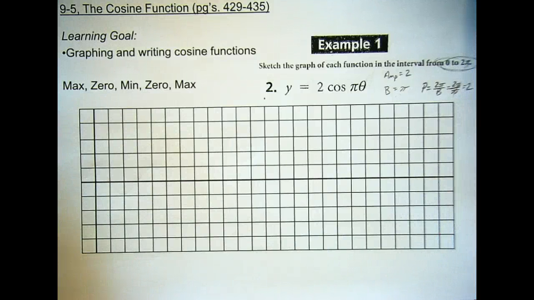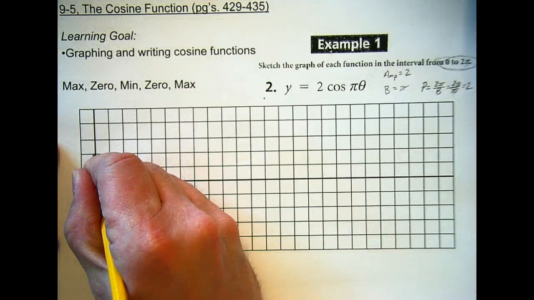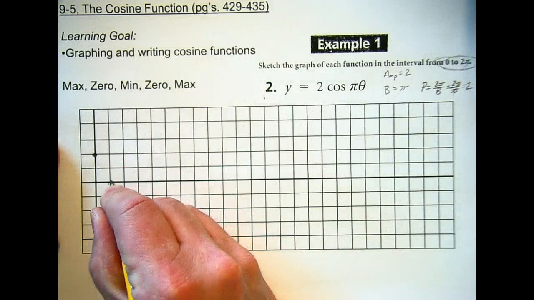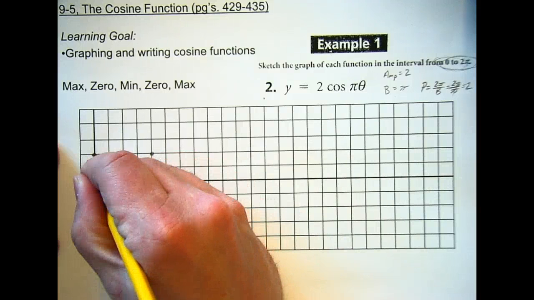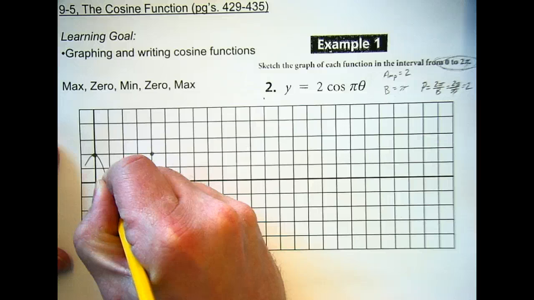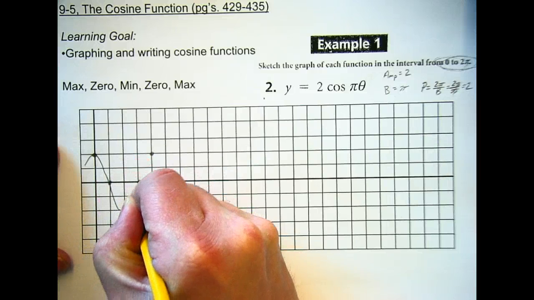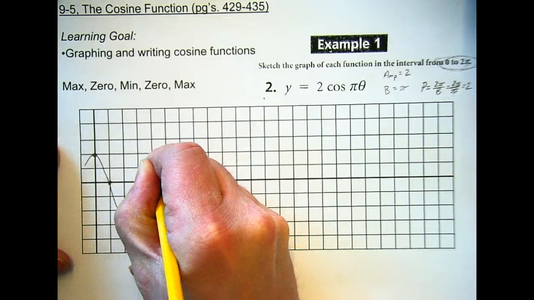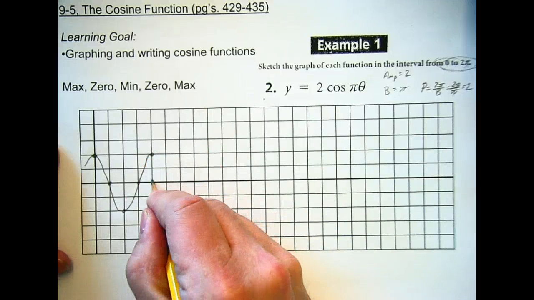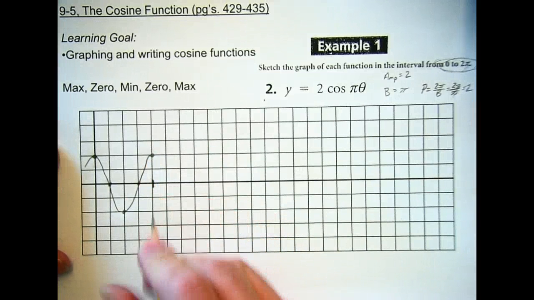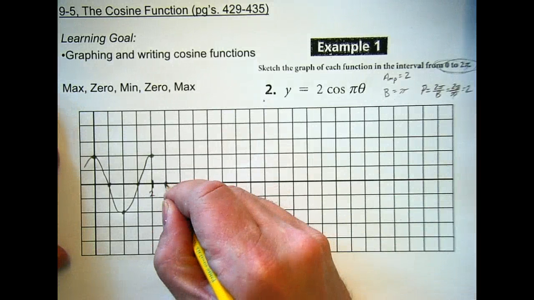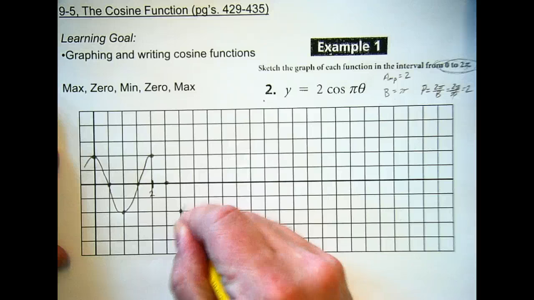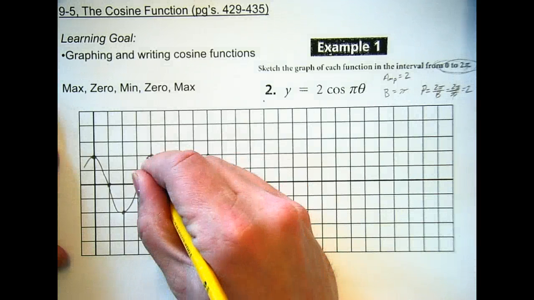Okay, so here we go. We're going to start graphing it. We got our max, our 0, our min, our 0, our max. For some of you, it would be helpful if you stopped after that first cycle and labeled it and said, okay, I know this is a length of 2. That's the period length. And then 0, min, 0, max.